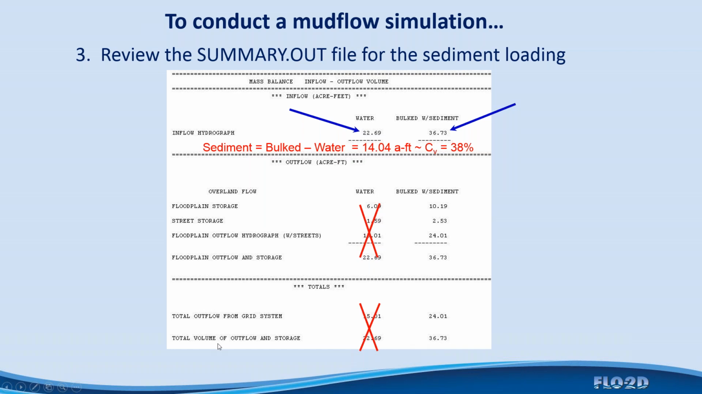And you can see here that the total volume of outflow plus storage is equal to 36.73 acre feet in this case. If you're doing it in metric, it would be cubic meters, but it's equal to the inflow hydrograph, which is bulked. So how much sediment is in this? Well, if you subtract the water from the bulked with sediment, it's 14.04 acre feet. If you divide the 14 acre feet by the total here, which is 36, the concentration is around 35%.